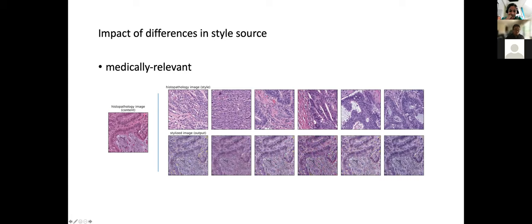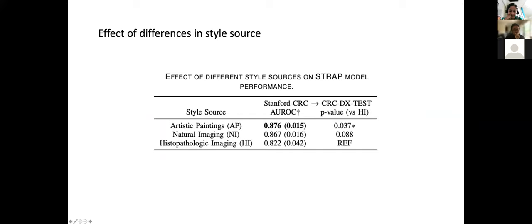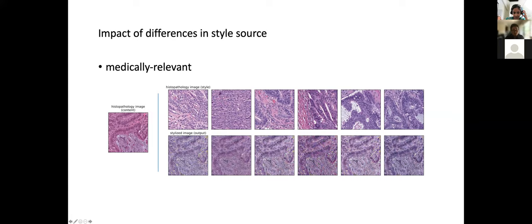For this experiment, we took another histopathology imaging dataset, and stylized the original content histopathology images with these different histopathology images as a style source. When we used artistic paintings or natural images, the medically irrelevant style transfer, the model performed higher than the medically relevant style transfer. The medically relevant style transfer here doesn't have a lot of color variations, so maybe that's one of the reasons.